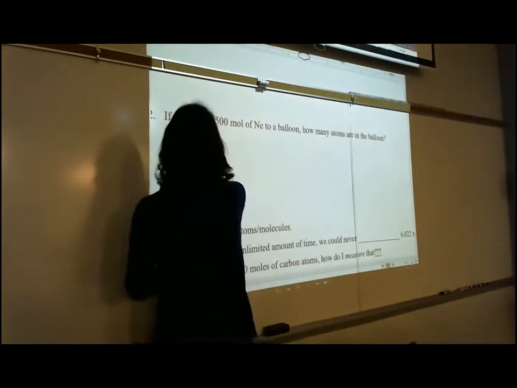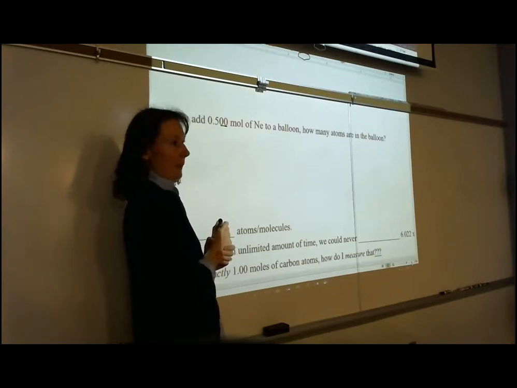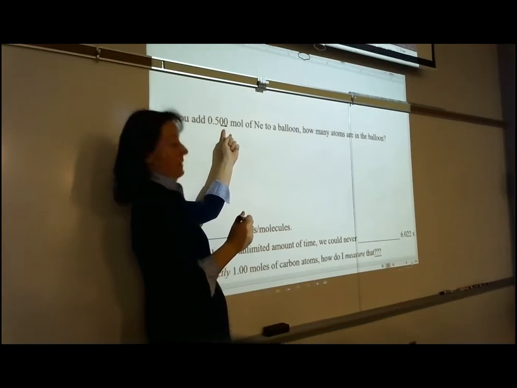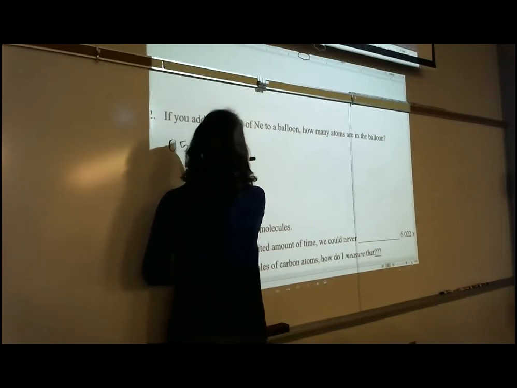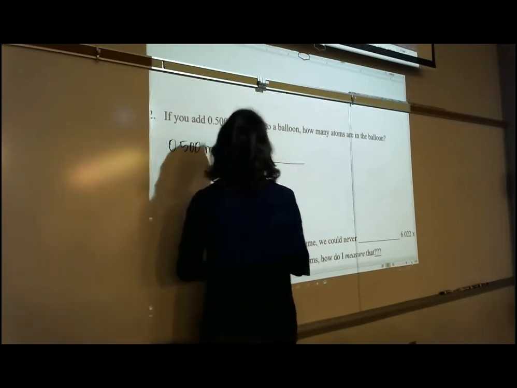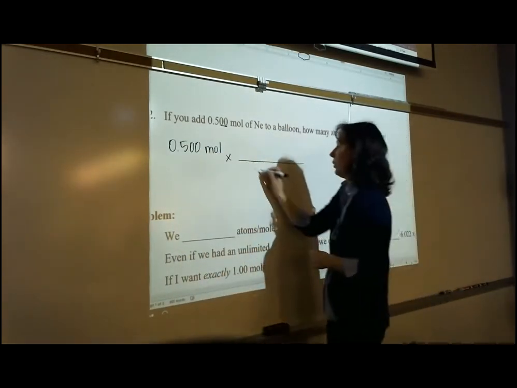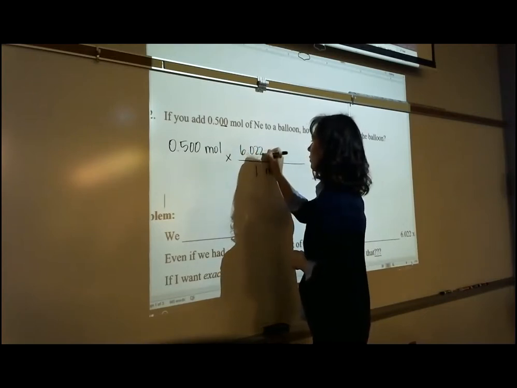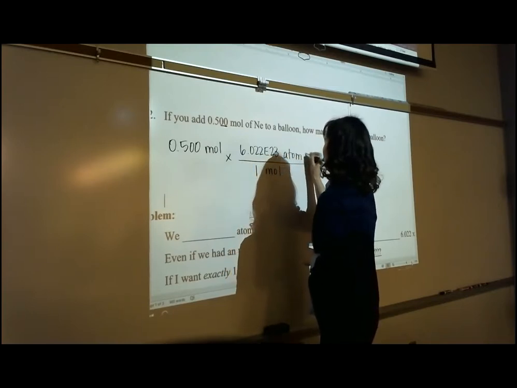So you take the number you're given. Now these zeros right here, are they significant or insignificant? There's a decimal, so are those zeros significant? Yes, they are. Those are actual measured values. So 0.500 moles times, where's moles going to go, bottom or top? On the bottom, right? So 1 mole contains 6.022 times 10 to the 23rd atoms.